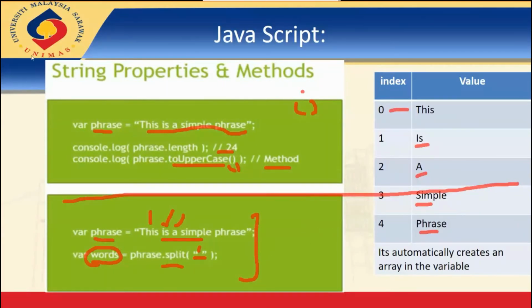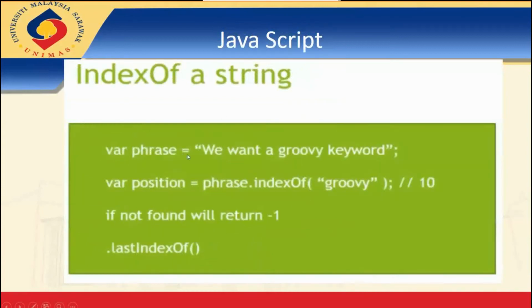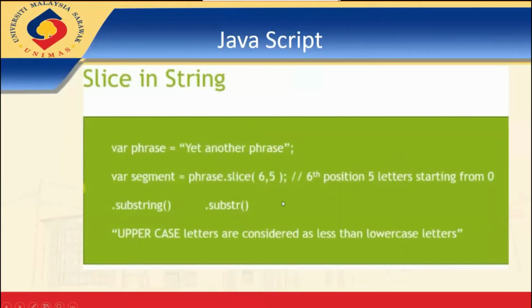Okay, so this is quite useful. Next one. You see the same string function: for a phrase, you can find the index of a word in that phrase, and also the last index of something. These are all different string functions or methods.